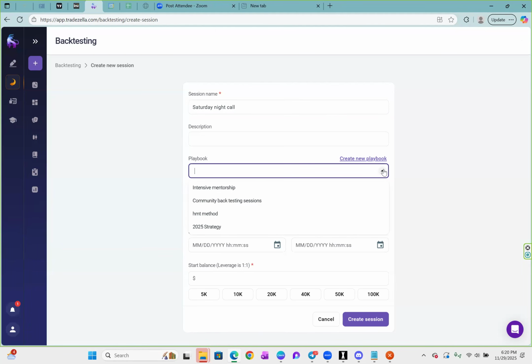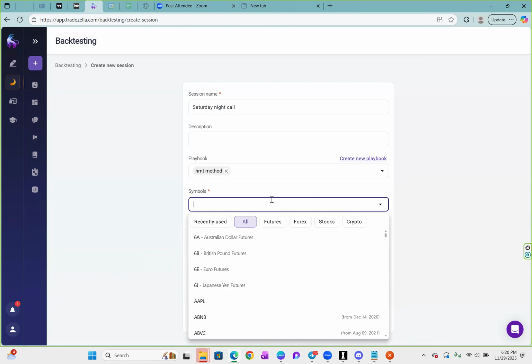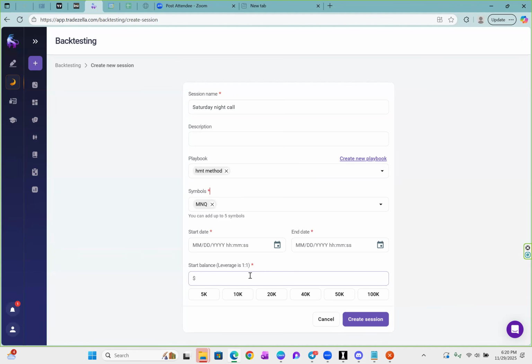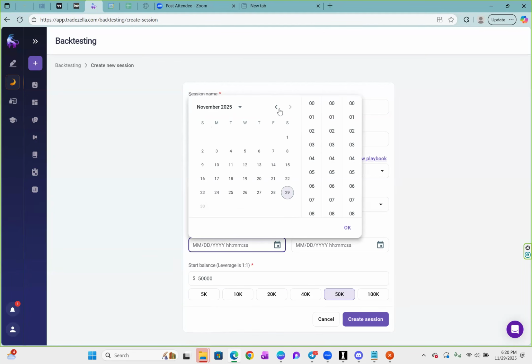I can even add it to a playbook, right? So my method, I like to add it to that playbook so I can keep track of my playbook. Obviously, I trade MNQ, so I'm going to do MNQ, or you can do NQ. It just depends on what account size you're using, but we're going to do a 50K account just because so many people said 50K, okay?